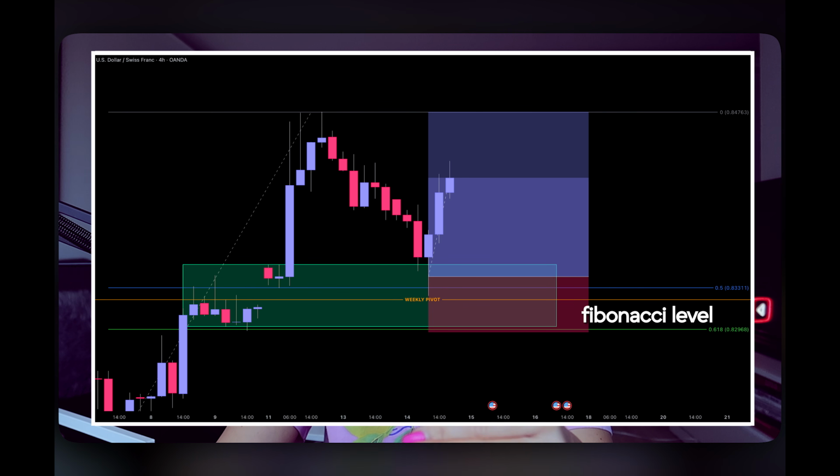So when both the Fibonacci level and the weekly pivot point line up inside a valid supply or demand zone, that's where I look to enter my trades with full confidence in this trading setup.